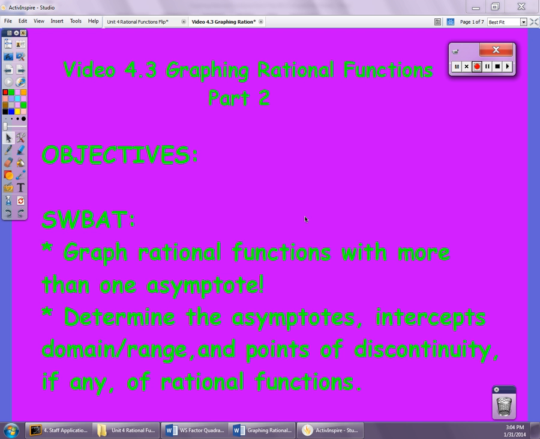Now, our objective is to graph rational functions with more than one asymptote. So these are getting into the more complicated ones, which is why we can only put one on each video. We're going to be looking at finding asymptotes, intercepts, points of discontinuity. We're also going to look at some properties: domain and range, increasing and decreasing intervals, as well as end behavior. Well, let's continue.